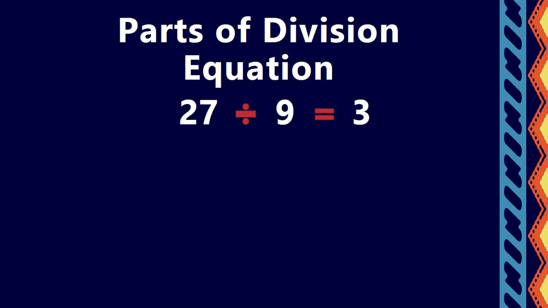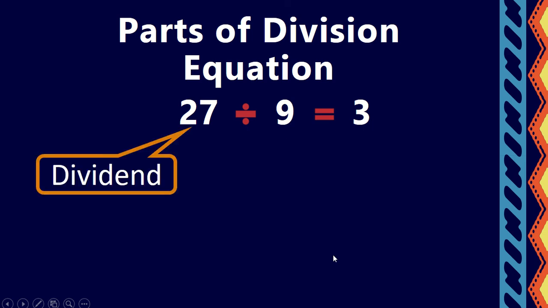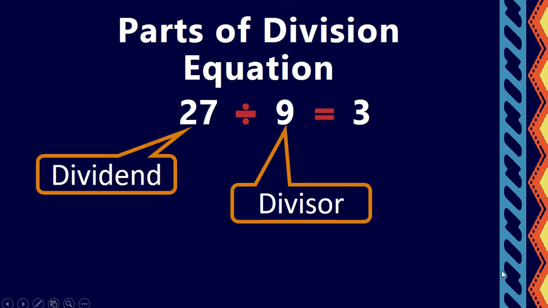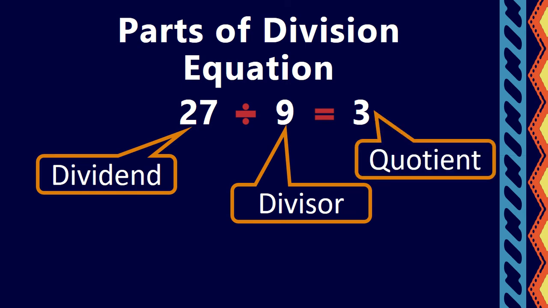To start with, let's have the parts of a division equation first. We have 27 divided by 9 equals 3. 27 is our dividend, while 9 is our divisor, and 3 is our quotient. Remember these parts later because you're going to need them.